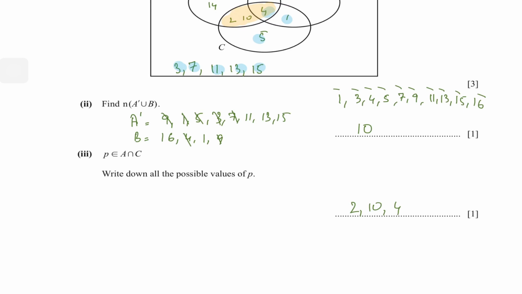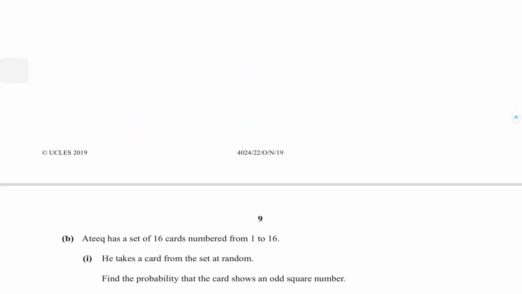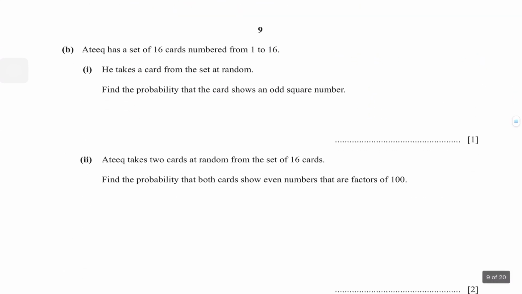Okay, now let's move forward and see what we have next. Then we have part B, which says Atiq has a set of 16 cards numbered 1 to 16. And then it says he takes a card from the set at random.